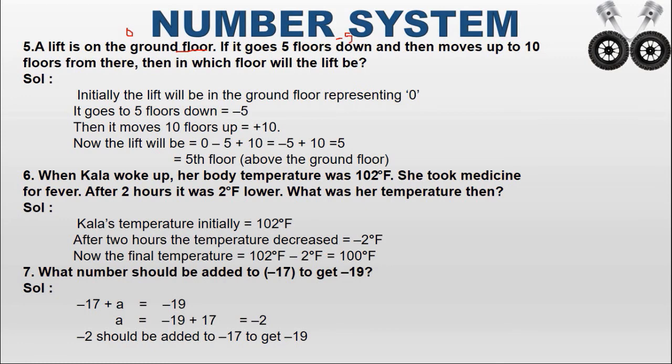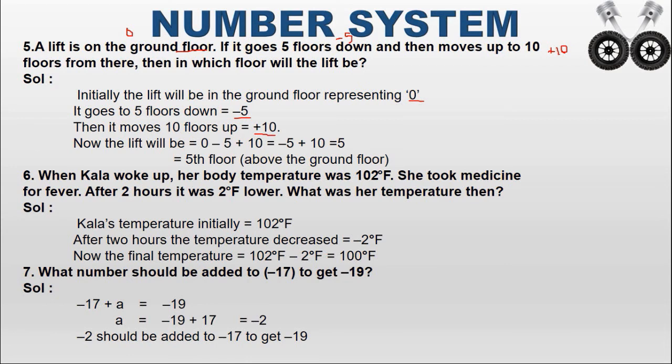What is the next? And then moves up 10 floors from there. So from the 5th floor, it moves up. Up means you have to put the positive sign. So that means plus 10. Okay, what is the question asking here? In which floor will the lift be? Where the lift is, we have to find. So initially the lift will be on the ground floor, which should be represented as 0. It goes 5 floors down. Down means you have to put the negative sign, so minus 5. It moves 10 floors up. Up means you have to put the positive sign, so plus 10. So now we have to find where the lift should be.